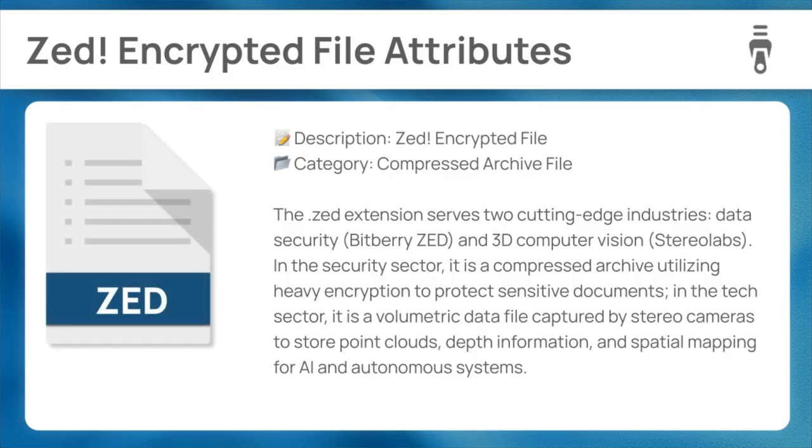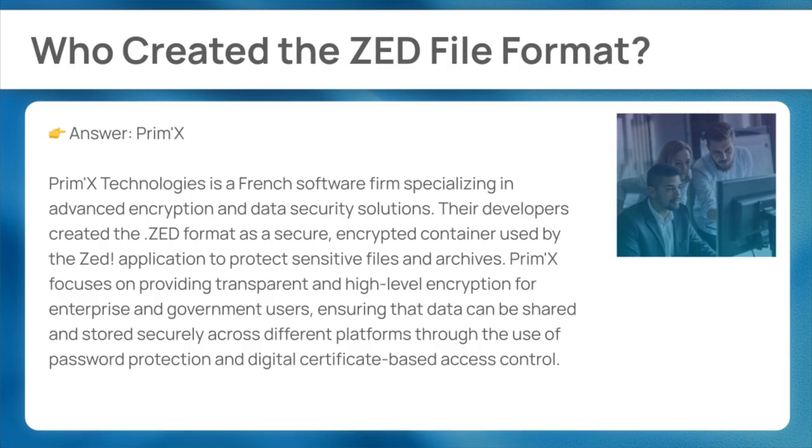In the security sector, it is a compressed archive utilizing heavy encryption to protect sensitive documents. In the tech sector, it is a volumetric data file captured by stereo cameras to store point clouds, depth information, and spatial mapping for AI and autonomous systems. These files are governed by cryptographic and spatial mapping protocols.